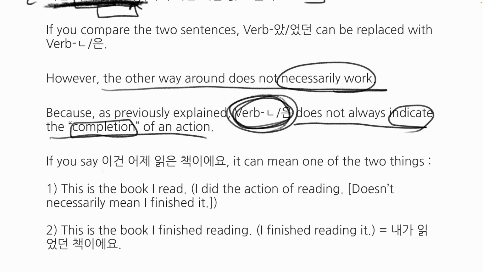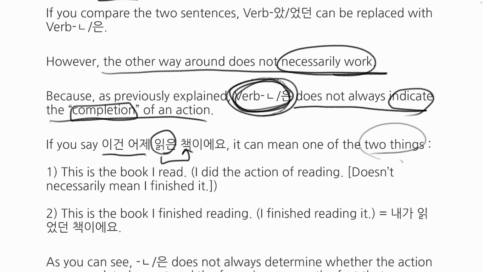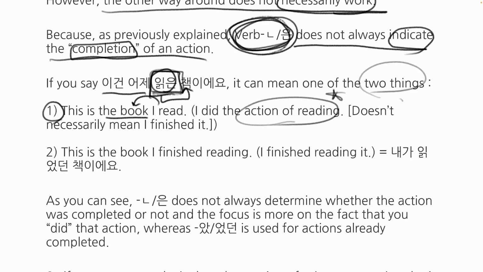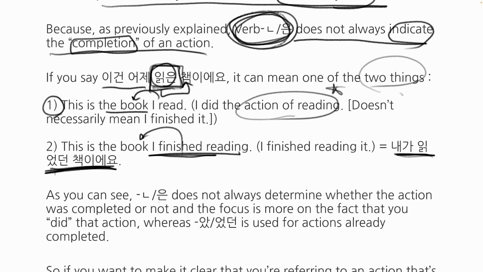So if you say 이건 어제 읽은 책이에요, it can mean one of the two things. First, this is the book that I read. You know, I did the action of reading. It doesn't say anything about whether I finished it or not. I just did the action of reading it. But you can also use 은 when you want to say I finished reading this book. In which case, it would be interchangeable with 내가 읽었던 책. So as you can see, this one does not always determine whether the action was completed or not.